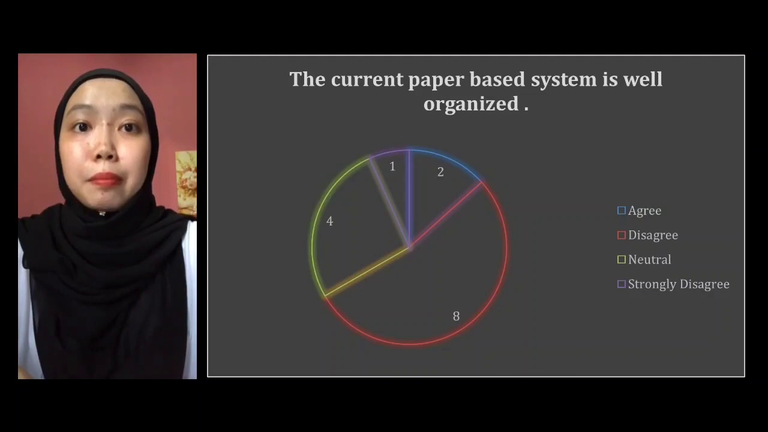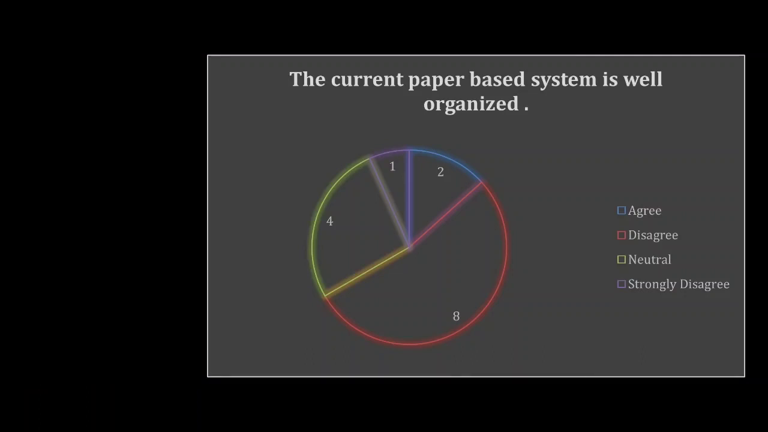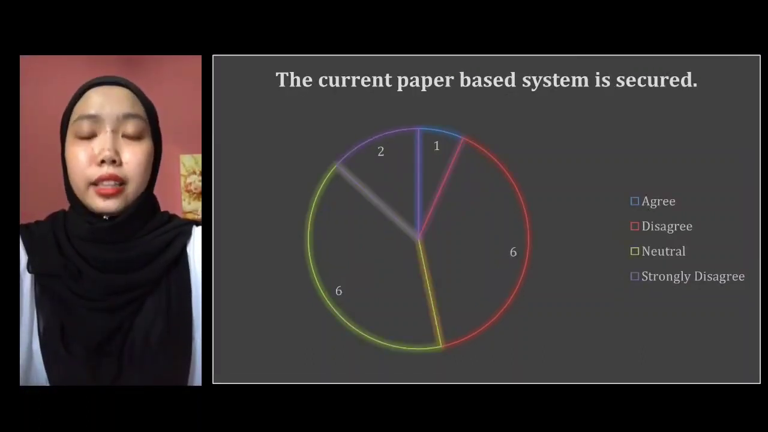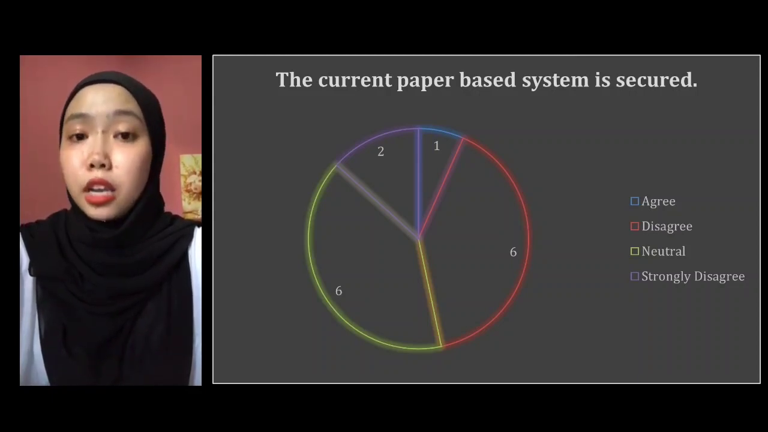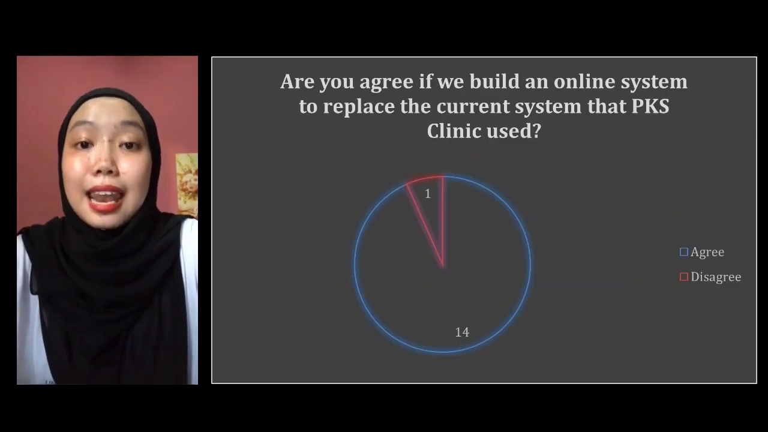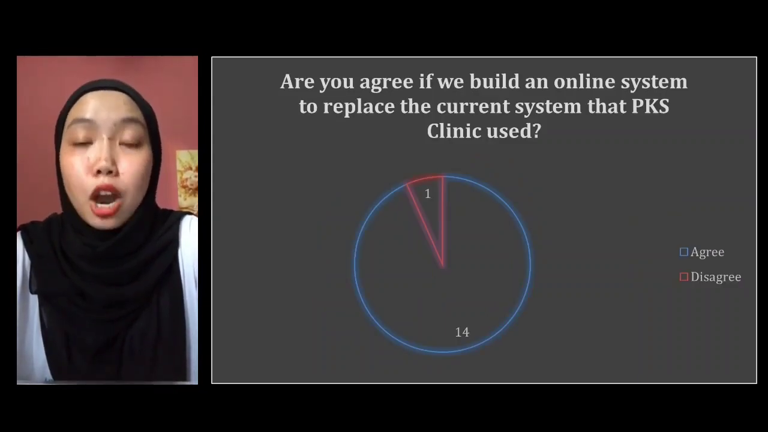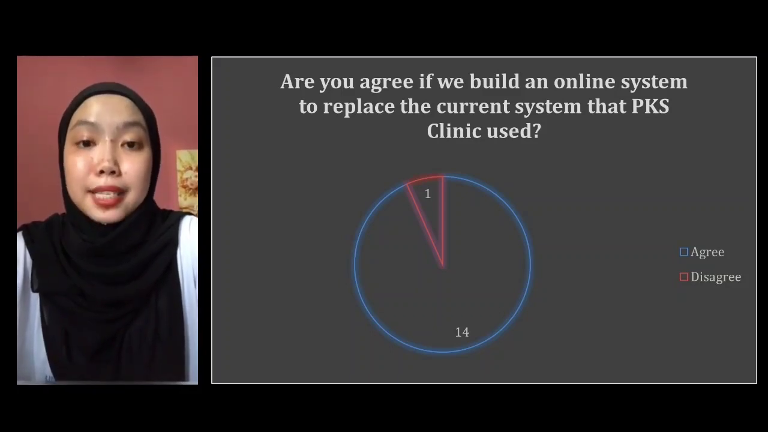This is the result of the questionnaire that was done by the PKS students. Number one, based on the pie chart, 60% of the students disagree that the current paper-based system was well organized. Second, 53% disagree that the paper-based system was secure. Last but not least, 93.3% of students agree that an online system should be built to replace the current paper-based system.